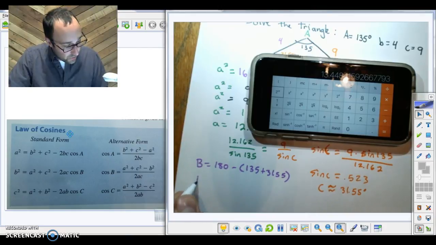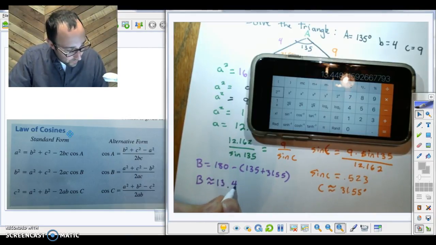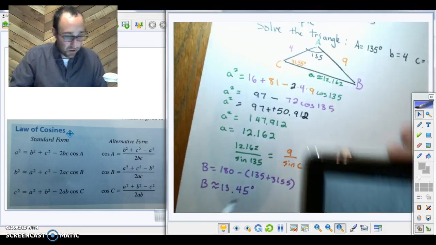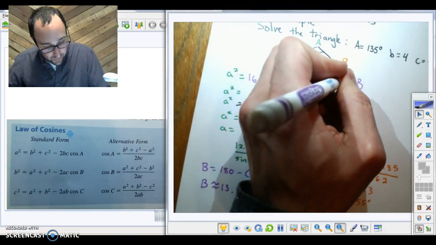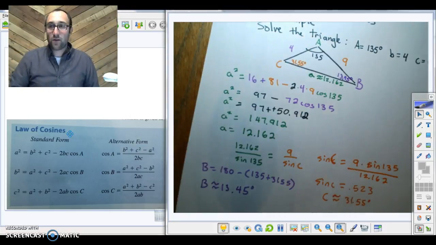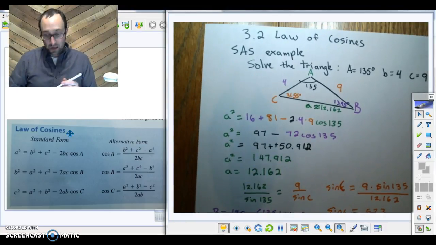So you're going to say B is about 13.45 if I round degrees. So we can say 13.45 degrees, and now I have all sides and all angles.